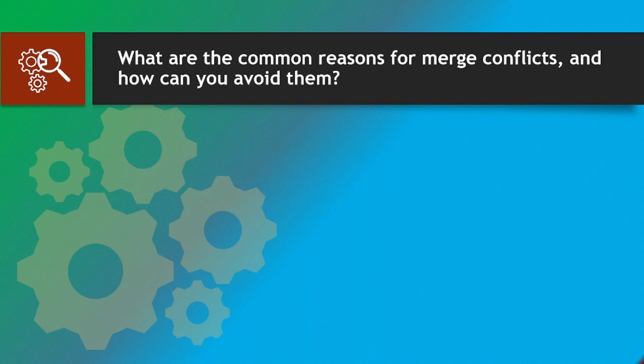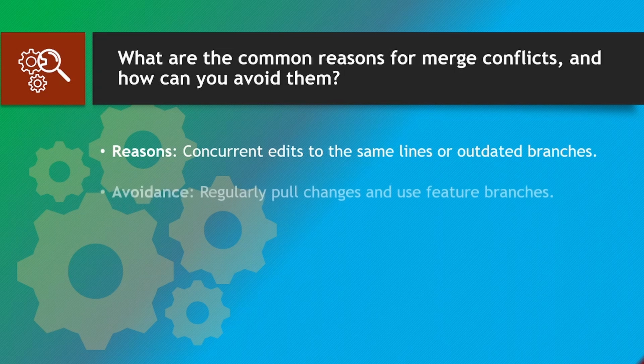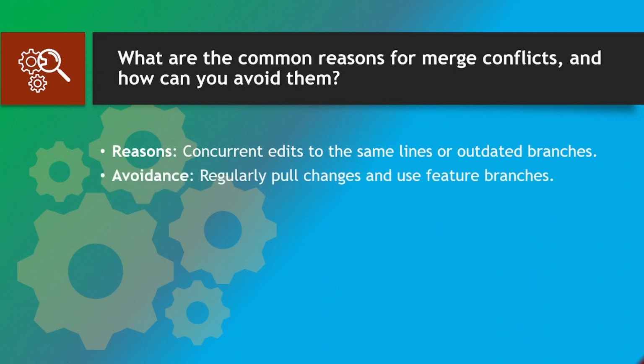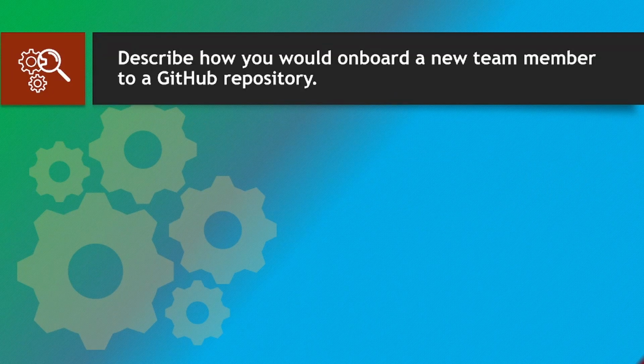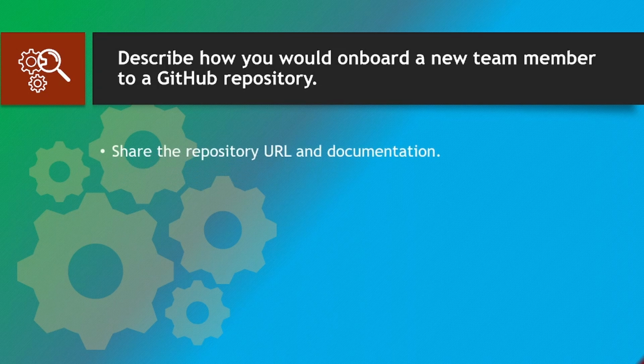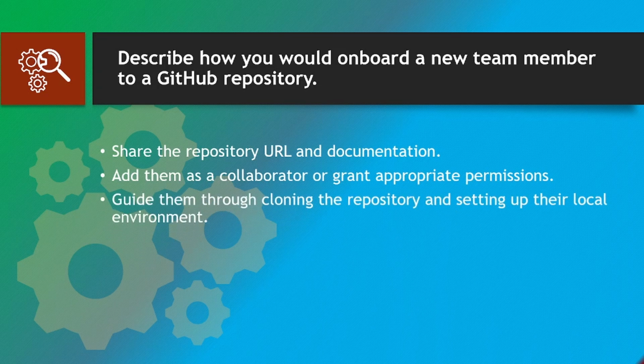What are the common reasons for merge conflicts and how can you avoid them? Reasons for the conflict: concurrent edits to the same lines or outdated branches. Avoidance: regularly pull changes and use feature branches. Scenario based questions: describe how you would onboard a new team member to a GitHub repository. Share the repository URL and documentation. Add them as a collaborator or grant appropriate permissions. Guide them through cloning the repository and setting up their local environment.